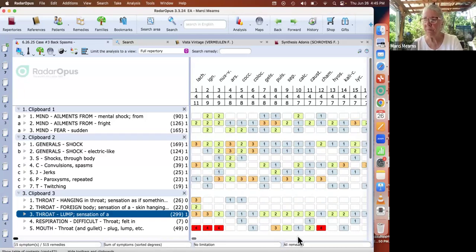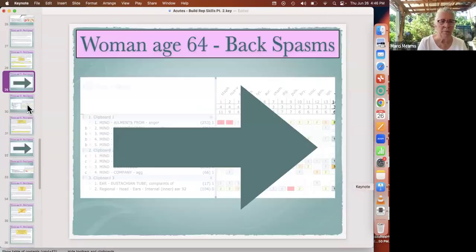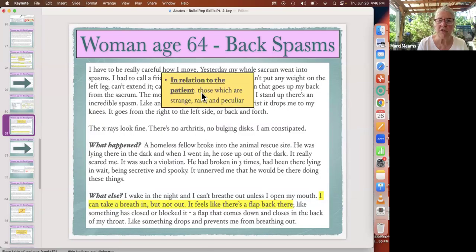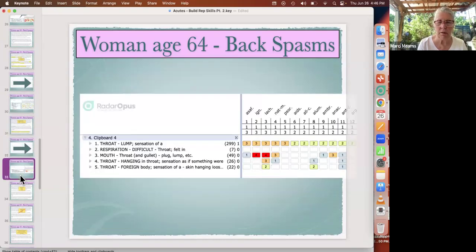Okay. And we haven't done anything with the back, have we? So let's get back over there and have a look-see. Okay. Oh, I just gave you 2 on that one. Okay, so there's the screenshot with the etiology as well as the shock in general, in relation to the patient, strange, rare, and peculiar. So we went into this with the flap. There's the flap. And I only use sensation of a lump. The rest of this is just there for informational purposes, okay?